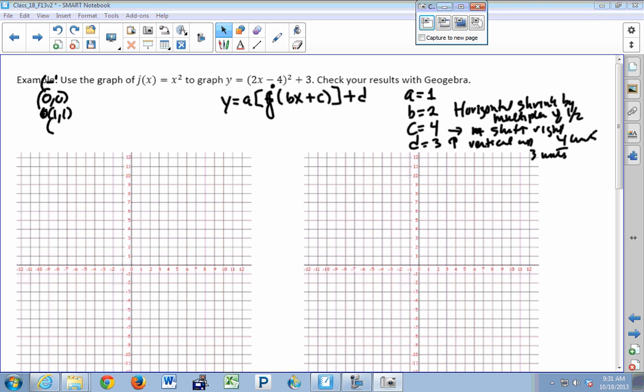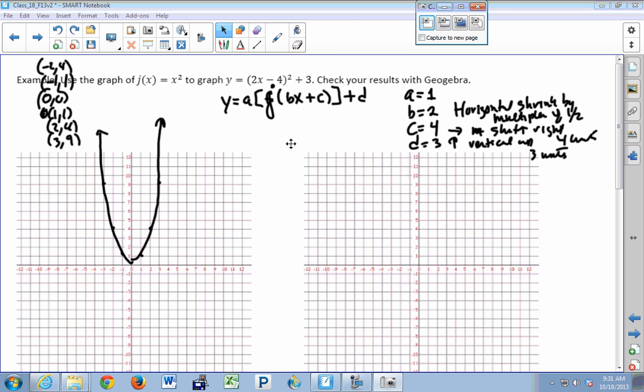I can do -1, 1, -2, 4. You can write a bunch of points for your parent function in if you want. You can actually draw your parent function in if it helps you. Just depends on how you learn the best. So you can just quickly put in the parabola. You all know what this parabola looks like. Symmetric about the y-axis. It's a happy parabola, right?